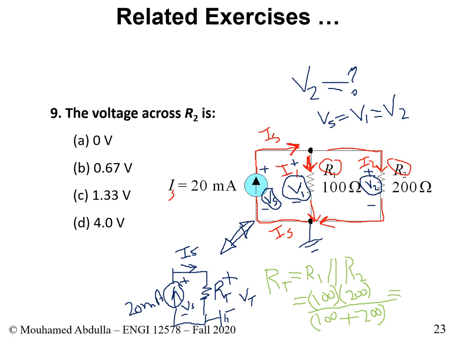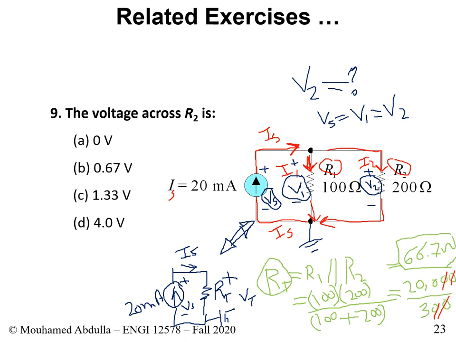So if we do that, let's do this right now. So 100 times 200 is 20K, 20,000. So that's 2 with 4 zeros, 20,000. And then 100 plus 200, that's 300. We could cancel the zeros. So 0 and 0 canceled with 0 and 0. So we have 200 divided by 3. And this should essentially give us a value of 66.7 ohms. So this is the total resistance, 66.7 ohms.